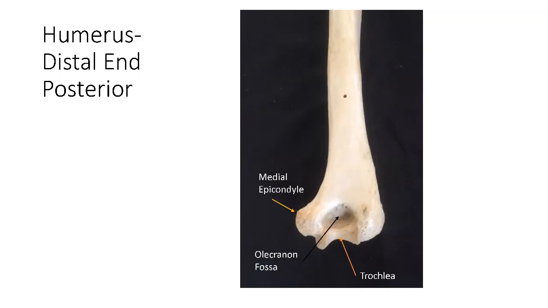And then we get to the posterior. The key here is I re-tagged the medial epicondyle because it is your landmark, and you can see the posterior portion of the trochlea. But the key to this is that opening there, which is called the olecranon fossa. The olecranon of the elbow, which is the point of your elbow that you can feel, has to fit into that fossa every time you fully extend the elbow so that your arm can be straight.